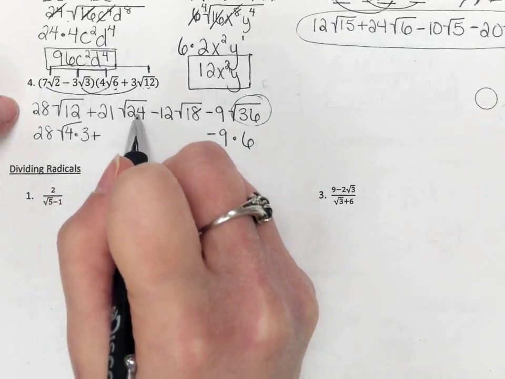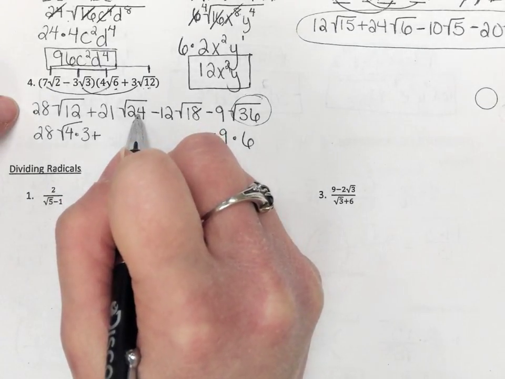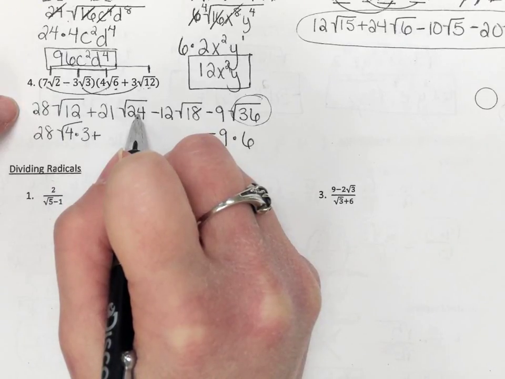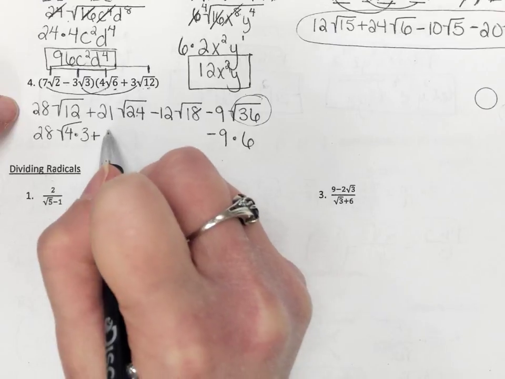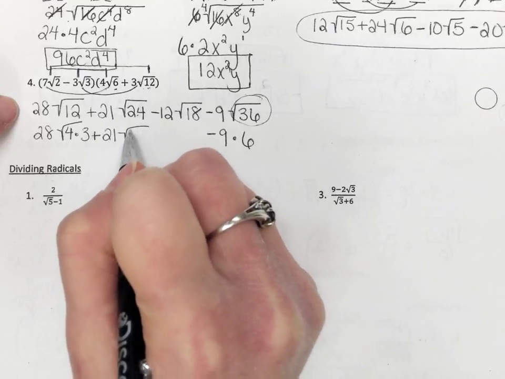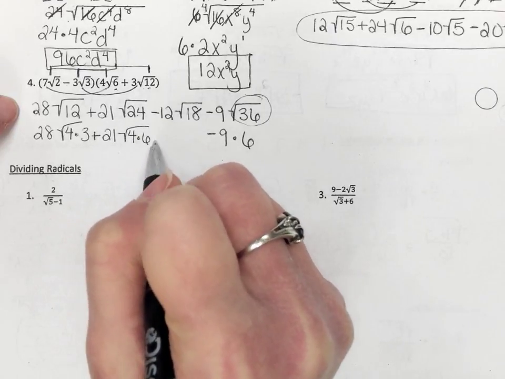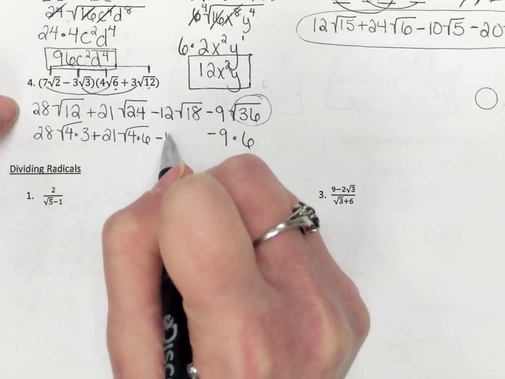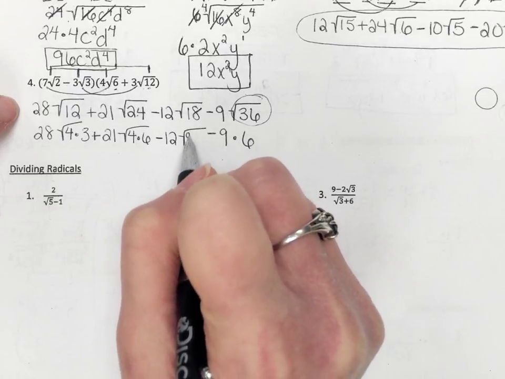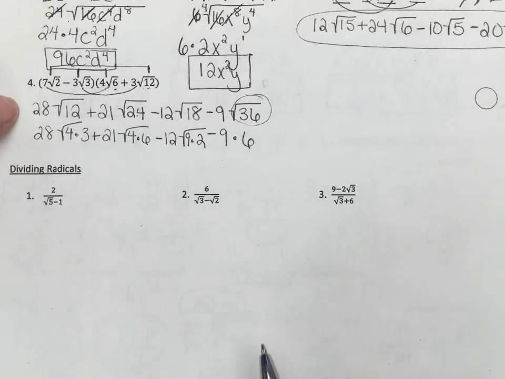What about 24? Can you break up 24? Four times 6. Very good. What about 18? Can you break up 18? 9 times 2. Very good.